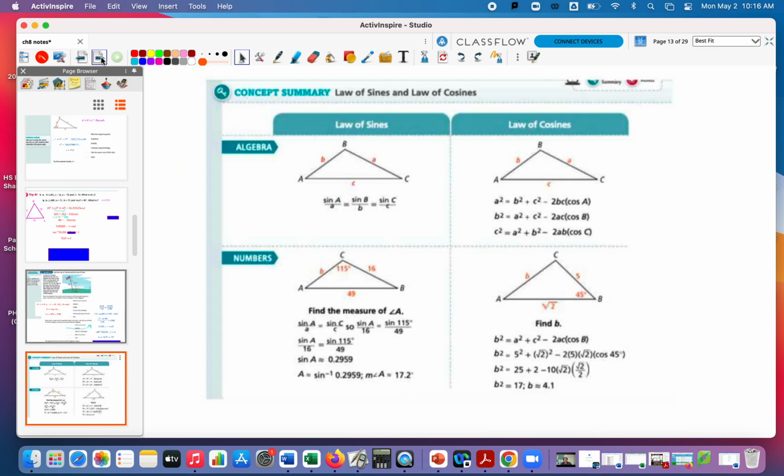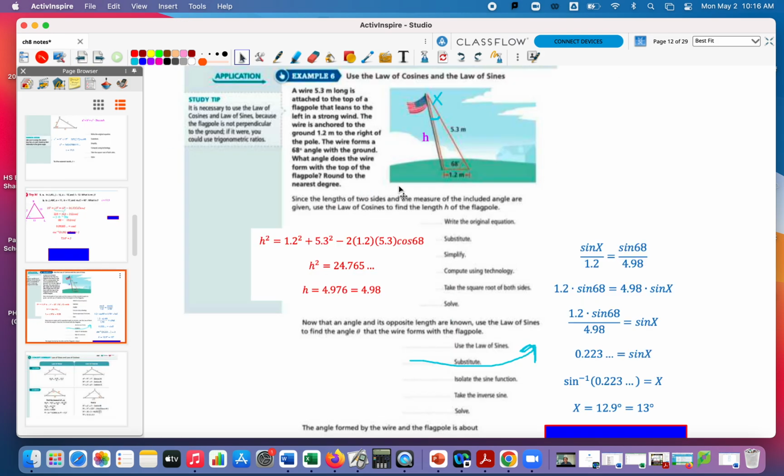And that's all there is to it. Just a little concept summary. Bring some questions to class, and we'll go over them.